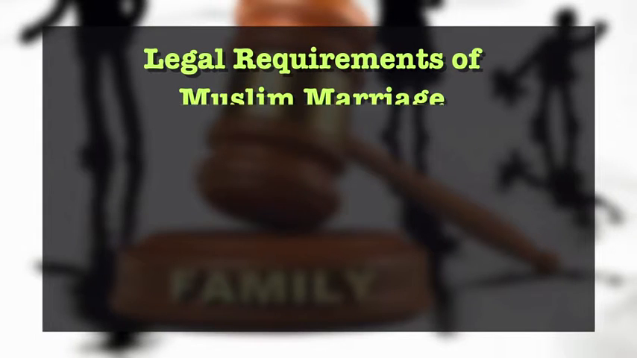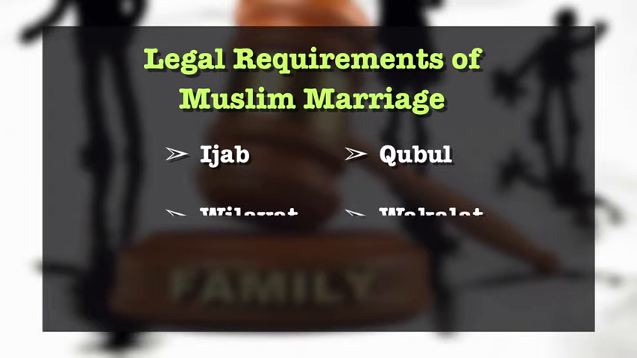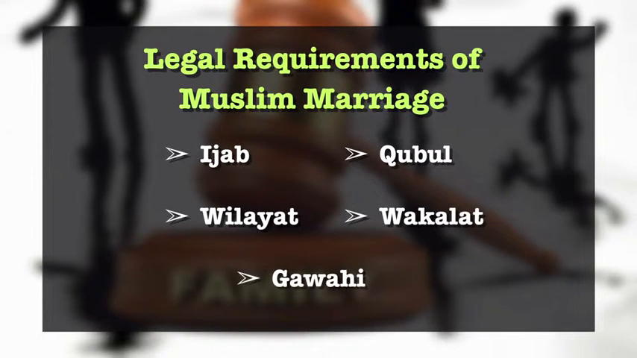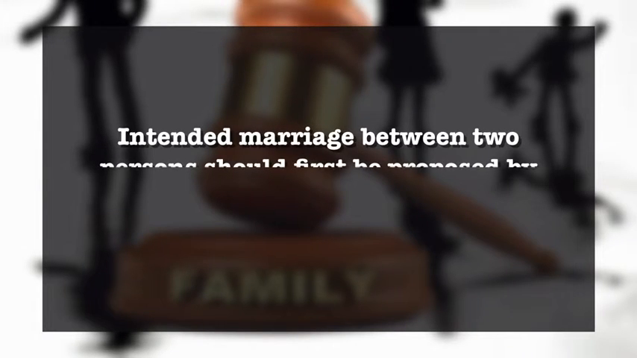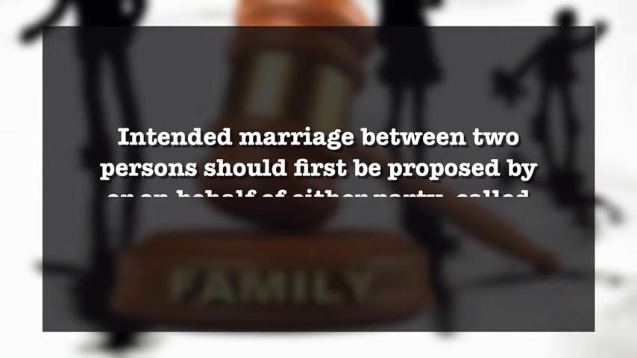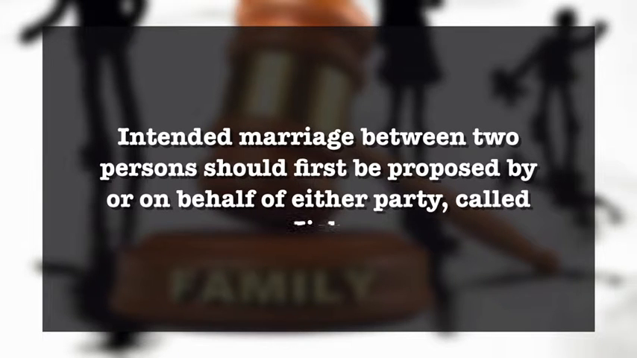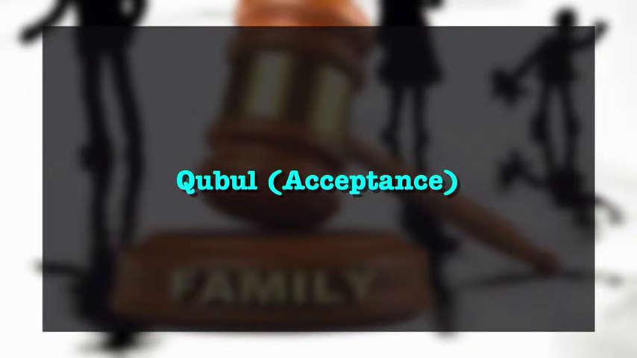The legal requirements of a Muslim marriage are: number 1, ijab; number 2, qabul; number 3, vilayat; number 4, wakalat; and finally, gawahi. Let's talk about ijab, that is proposal. The intended marriage between two persons should first be proposed by or on behalf of either party. This is called ijab. Number 2, qabul or acceptance.